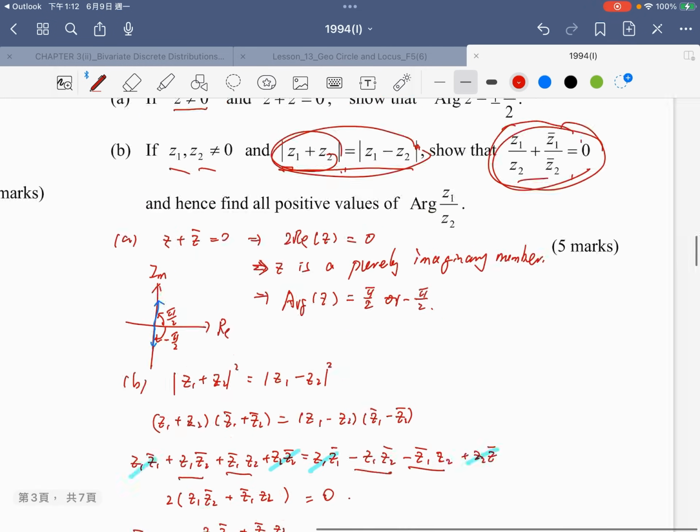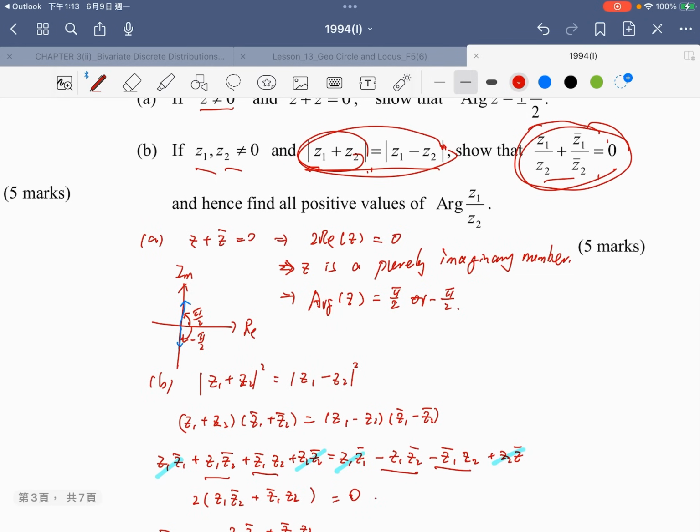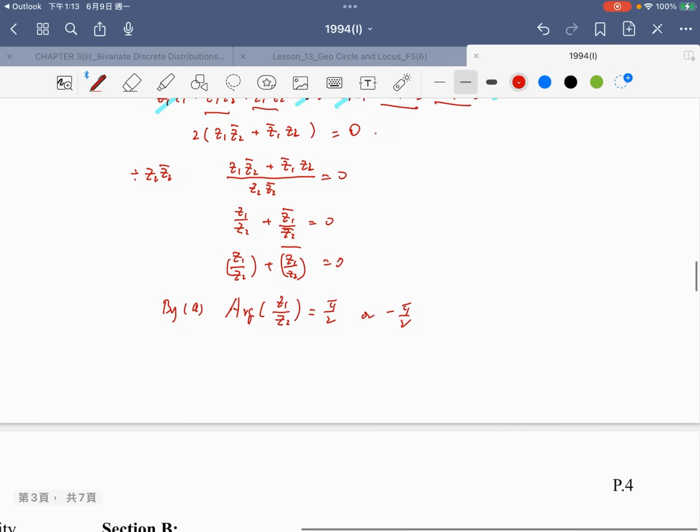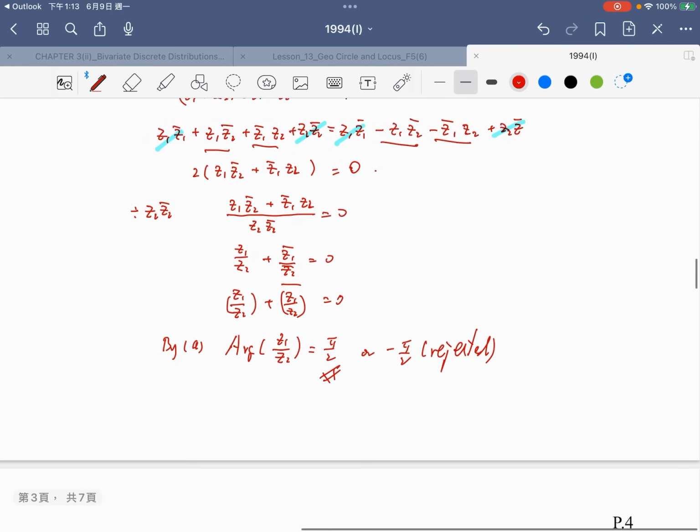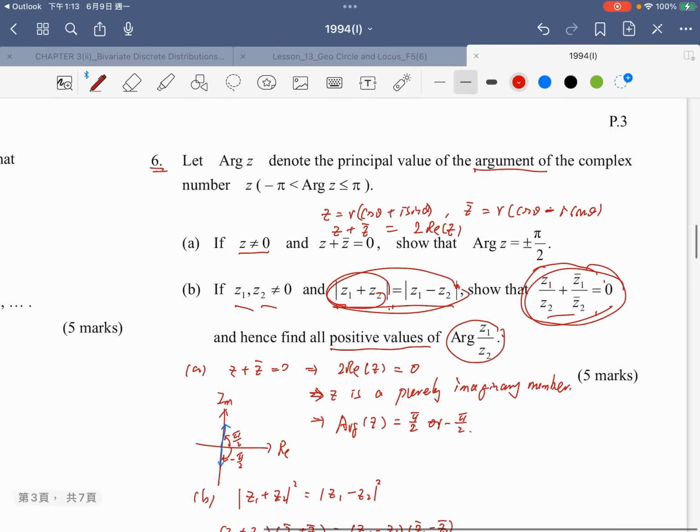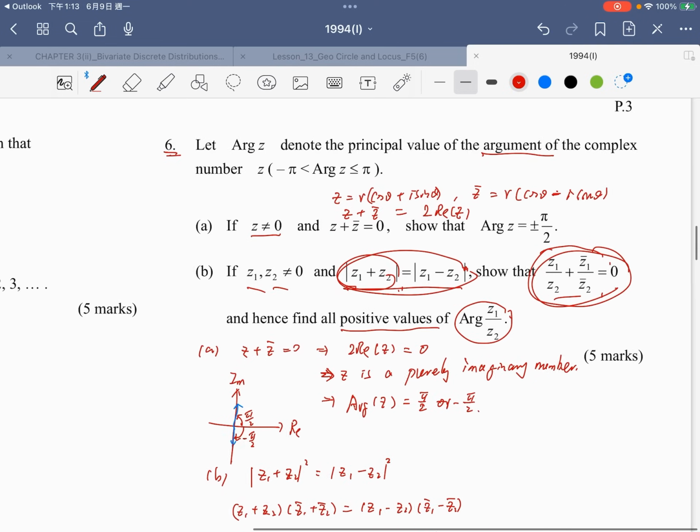Okay, but the question says hence find all the positive values of argument. All positive values, only one. Therefore, we get the second, because we only need to write down the positive. Okay, this is the answer of this question. Okay, that's number 6.